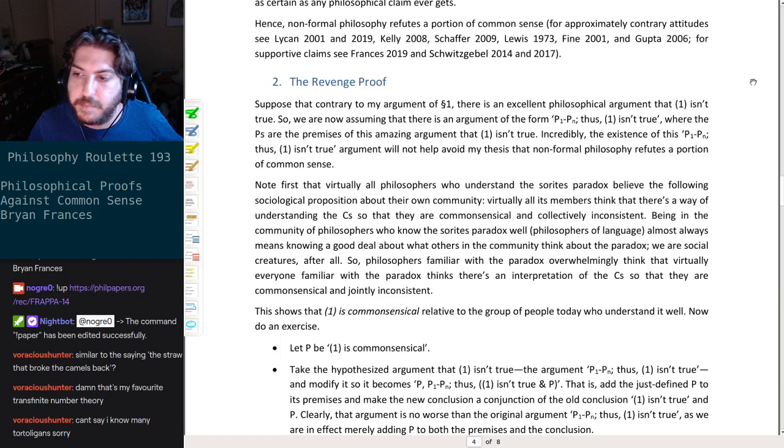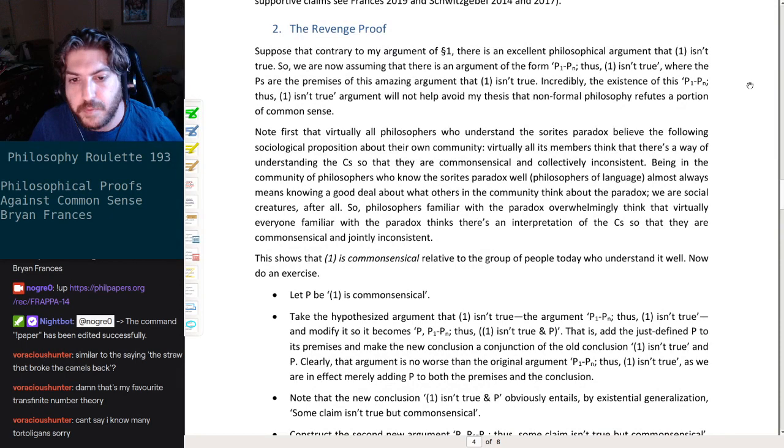Incredibly, the existence of this premise 1 to premise n, thus 1 isn't true argument will not help avoid my thesis that non-formal philosophy refutes a portion of common sense. Note first that virtually all philosophers who understand the Sorites paradox believe the following sociological proposition about their own community: virtually all its members think that there's a way of understanding the C's so that they are commonsensical and collectively inconsistent. Being in the community of philosophers who know the Sorites paradox well almost always means knowing a good deal about what others in the community think about the paradox. We are social creatures after all. So philosophers familiar with the paradox overwhelmingly think that virtually everyone familiar with the paradox thinks there's an interpretation of the C's so that they are commonsensical and jointly inconsistent.